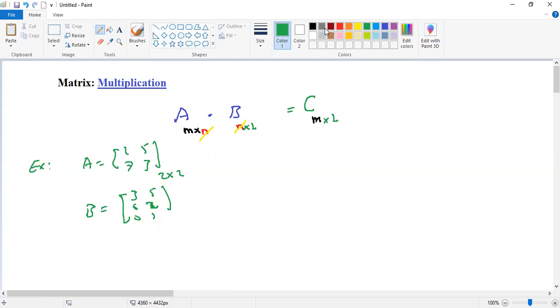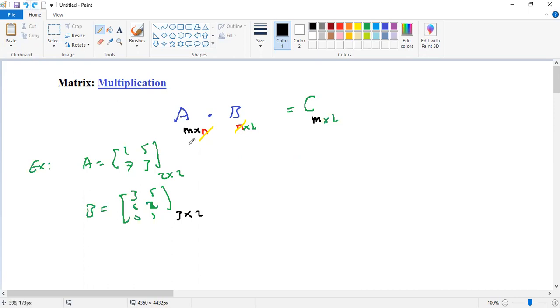So now the second matrix is 3 rows by 2 columns. Clear? This is the first row, this is the second row, this is the third row. So 3 rows by 2 columns. This is the first column, and this is the second one. Now the question: can they be multiplied?